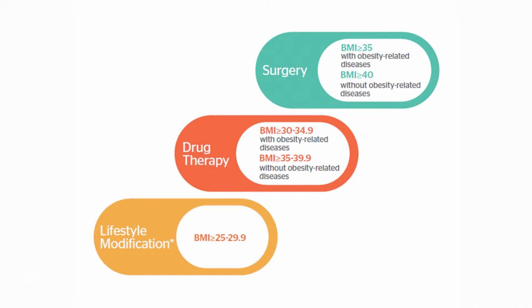When your BMI reaches 30 to 35 with an obesity-related medical disease, or 35 to 40 without one, we add medication therapy to this lifestyle modification plan. Finally, when your BMI reaches 35 with an obesity-related comorbidity, or 40 without one, you become a candidate for bariatric surgery. So why choose surgery?